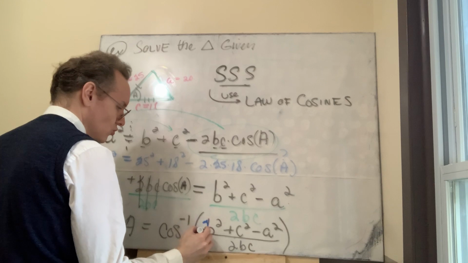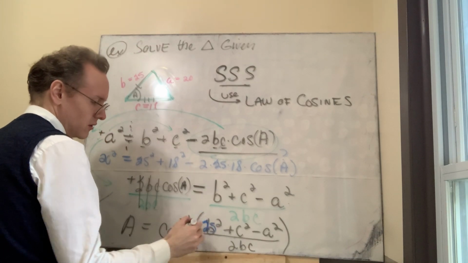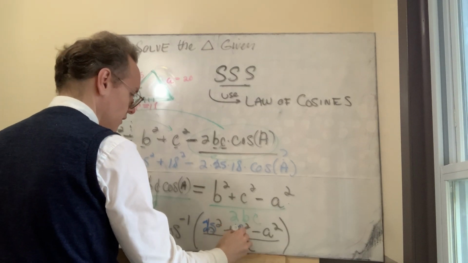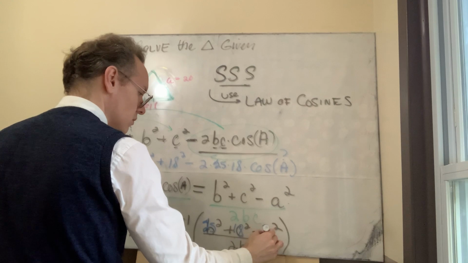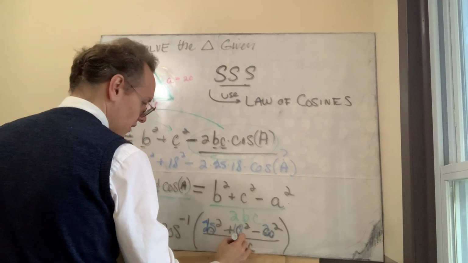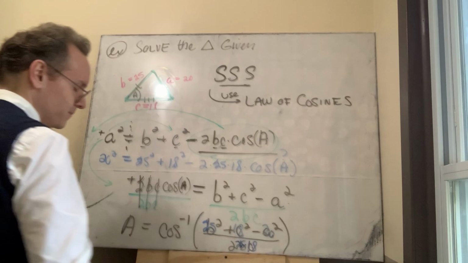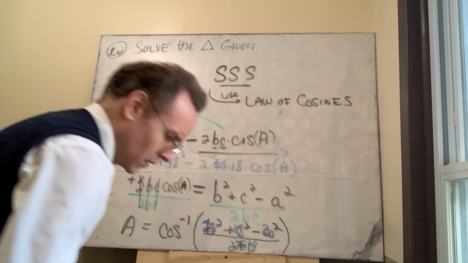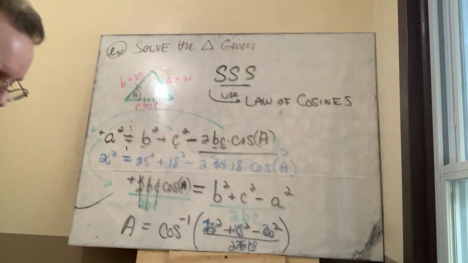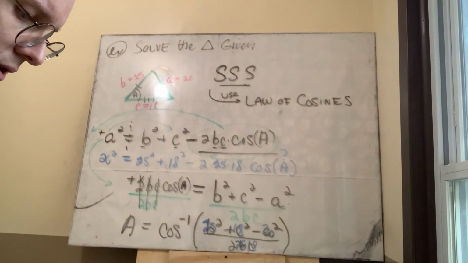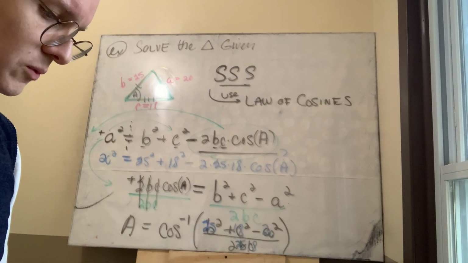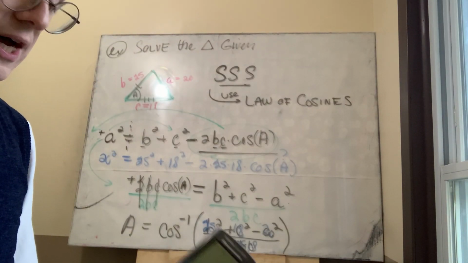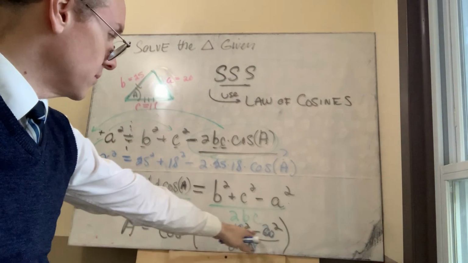Just be careful if you choose to just enter this into your calculator. Use parentheses appropriately. All right, B is 25, C is 18, A is apparently 20, and then this is 25 and 18 down here. It's going to be messy because they're big numbers. So let's enter this. Just be very careful. Start out with the inverse cosine, which is second and then cosine. And then I would isolate the top, use another parentheses, and then type this as you see it.